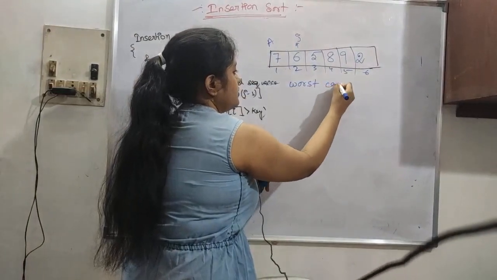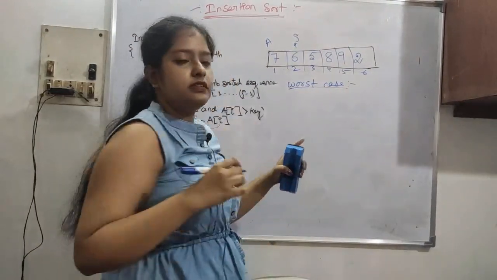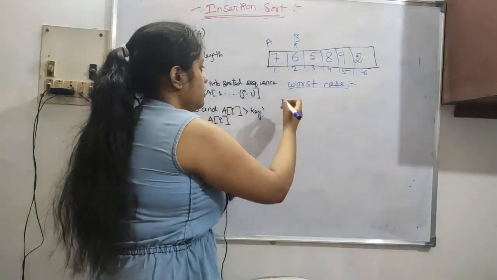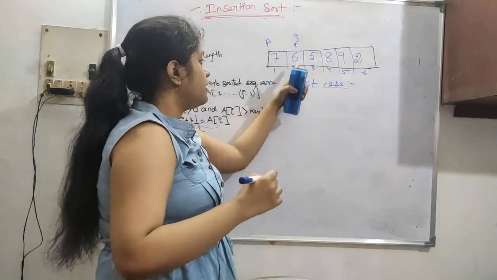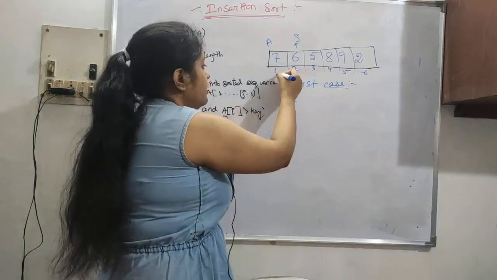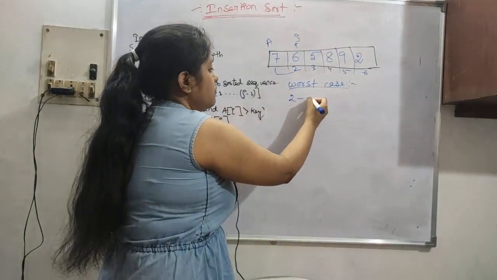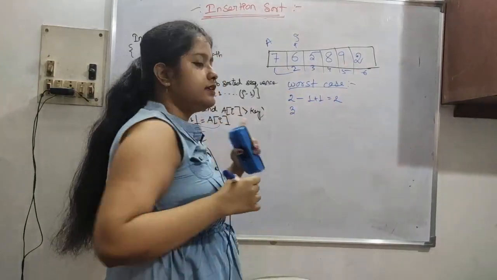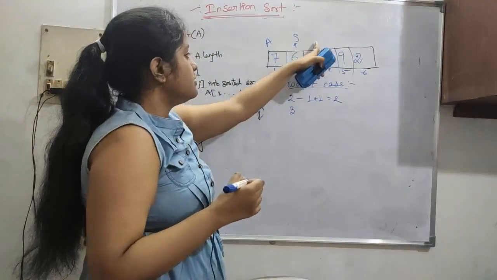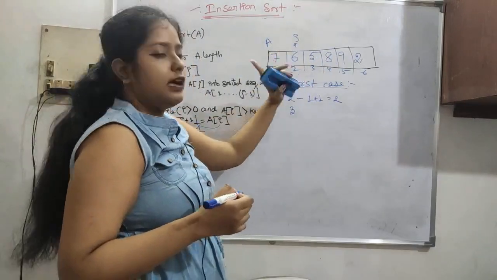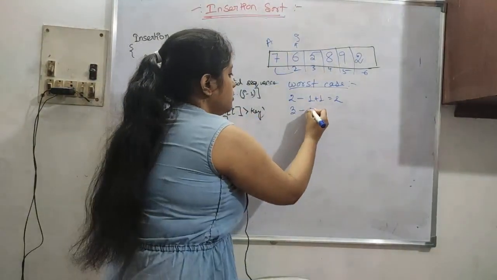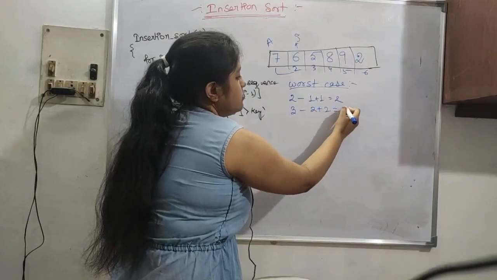In the worst case, it is already in descending order and you are just reversing it into ascending order. So when j is 2, we have one comparison and one movement, so 1 plus 1 is 2. When j is 3, we have to compare 2 elements in the worst case, and we have to move the 2 elements. So 2 plus 2 is equal to 4.